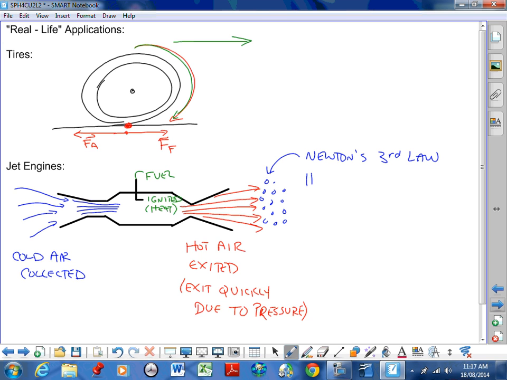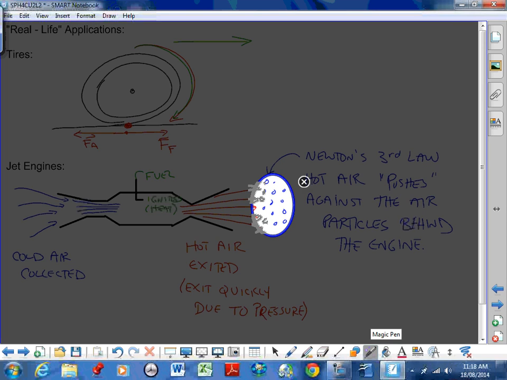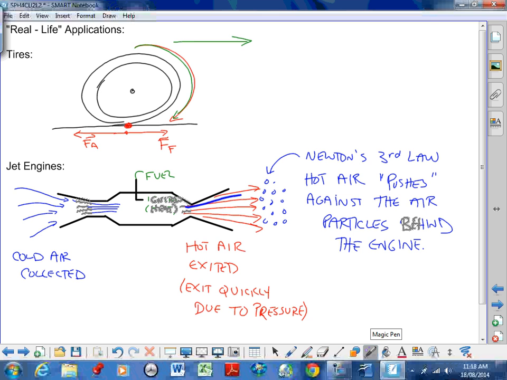All right. The hot air pushes against the air particles behind the engine. If we were in space and there were no air particles, jet engines don't work. The jet engine has nothing, Newton's third law won't work because there's nothing up there for the jet engine to push against. So the jet engine simply works on this air being expelled very quickly and pushing against the air that's on the outside of the chamber. Okay.